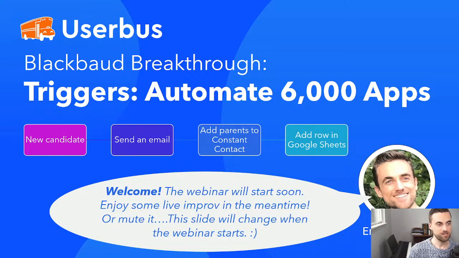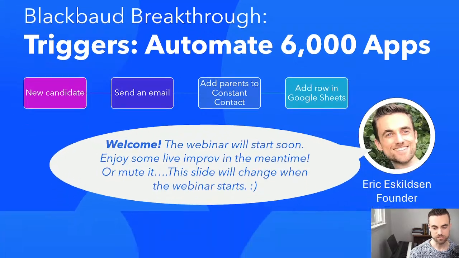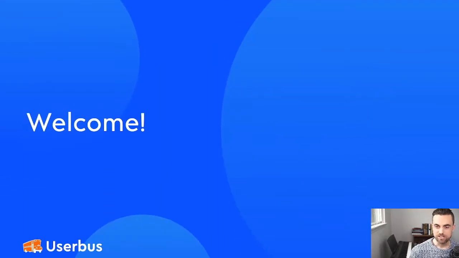This is just a webinar about triggers in Blackbaud. So the idea is you have some event that happens in Blackbaud, and you want to take action in another system based on that. We'll go over some examples and what that looks like in just a minute. Another way to put this would be we're looking at ways to do low-code, no-code automations based on things that happen in Blackbaud.